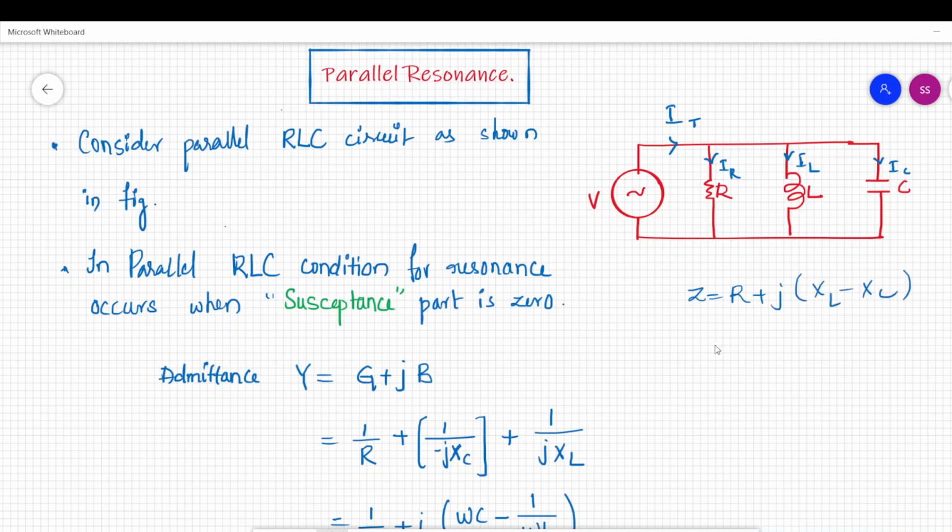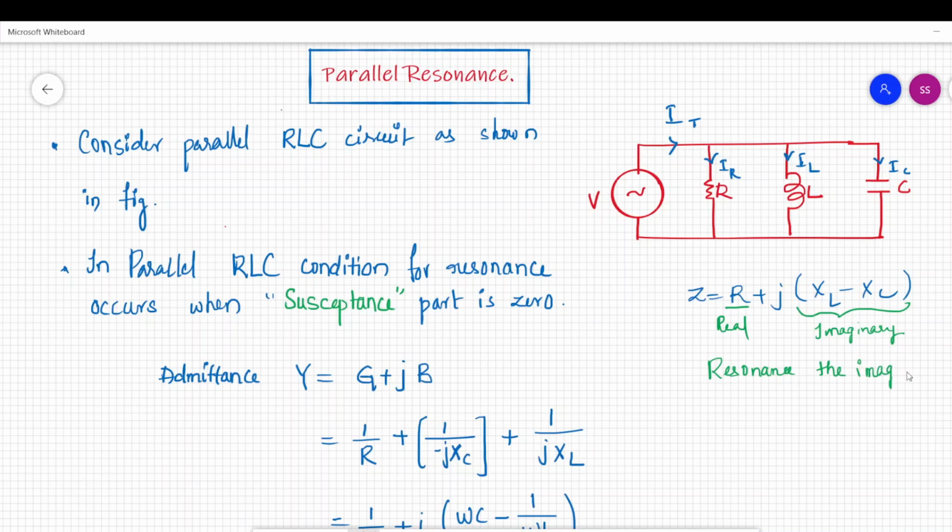So to get the condition for resonance, we equated the imaginary term. This is the real term, and this is the imaginary term. The coefficient of our j operator is the imaginary term, and the remaining term is the real term. So to get the resonance condition for series RLC, we equated the imaginary part.